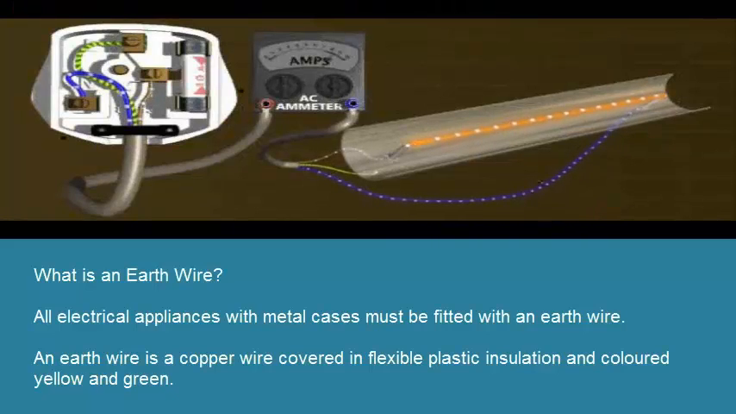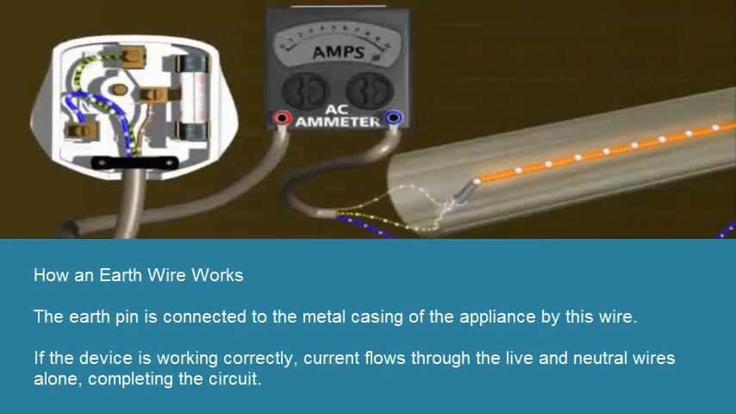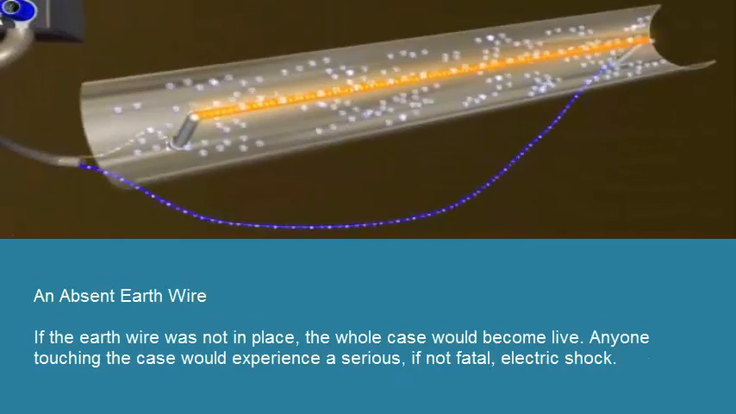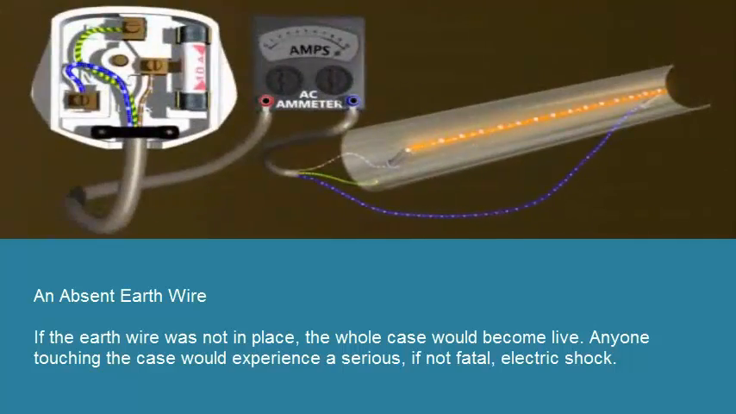All electrical appliances with metal cases must be fitted with an earth wire. An earth wire is a copper wire covered in flexible plastic insulation and coloured yellow and green. The earth pin is connected to the metal casing of the appliance by this wire. If the device is working correctly, current flows through the live and neutral wires alone, completing the circuit. If the insulation supporting the heating element should break down, the live wire may touch the case. The whole case would become live, and a large current would now flow through the earth and live wires. This would melt the fuse, breaking the circuit and disconnecting the current. If the earth wire was not in place, the whole case would become live. Anyone touching the case would experience a serious, if not fatal, electric shock.